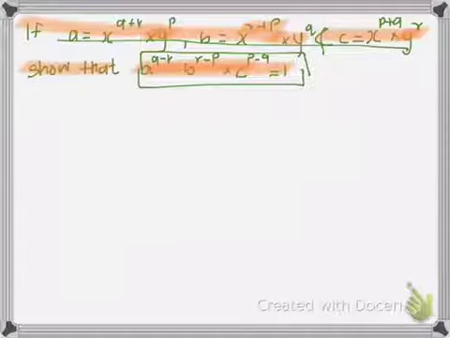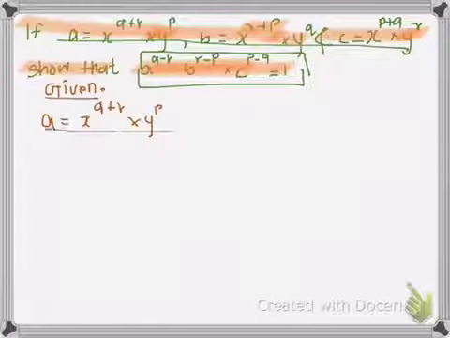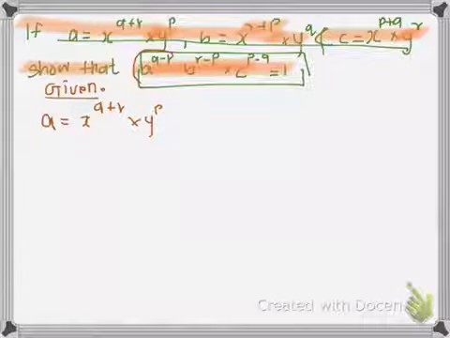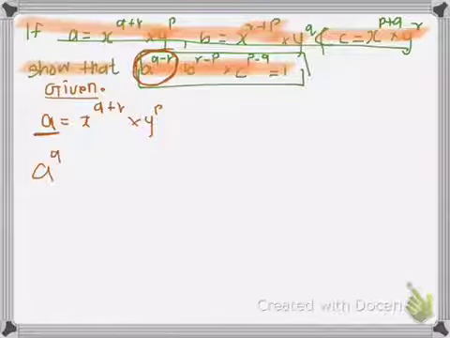So let me first write the given information. So this is our first given information. A equals x to the power q plus r times y to the power p, and since we have to show that a to the power q minus r, this is what we need, this term. So we are given a, so to find a to the power q minus r, here we have to multiply the power of both sides by q minus r.